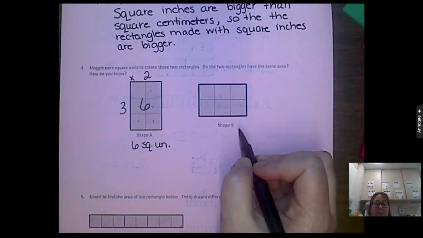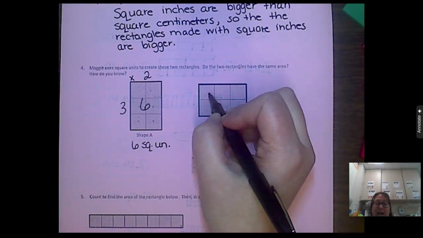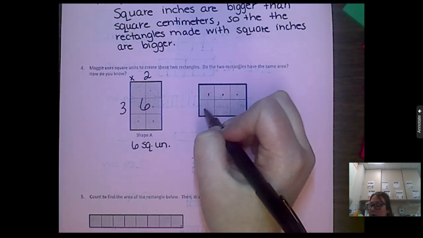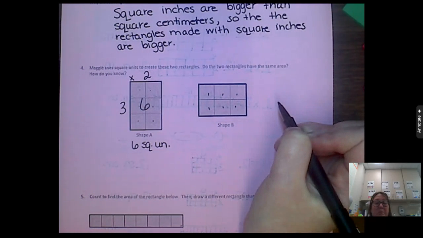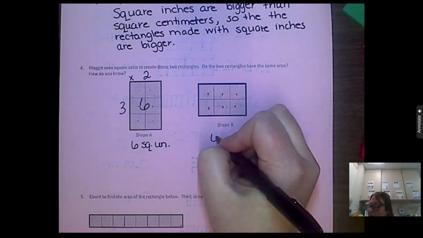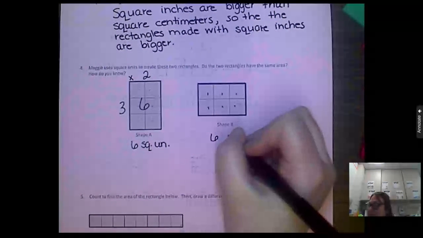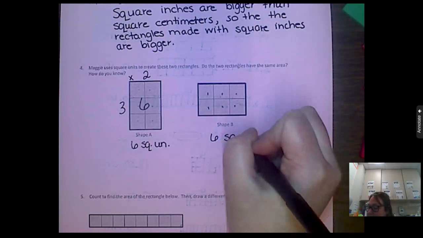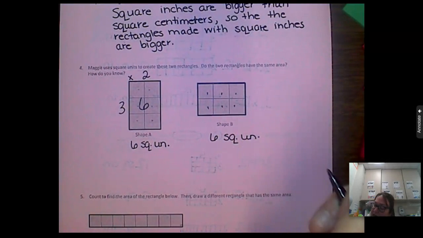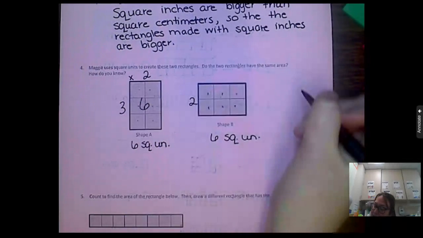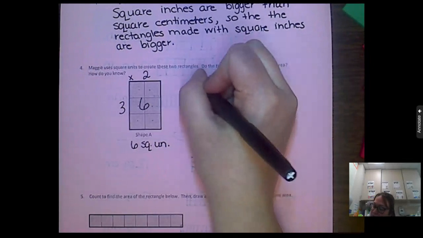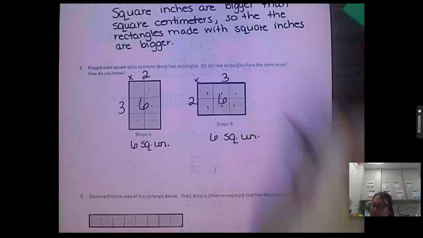If we look at shape B, okay, let's count the tiles first. There's 1, 2, 3, 4, 5, 6. It's still 6. So again, we don't know. It doesn't tell us if it's square inches or square centimeters. So we would say square units. And I could also label my side lengths. There's 2 rows with 3 in each one, and 2 times 3 equals 6.